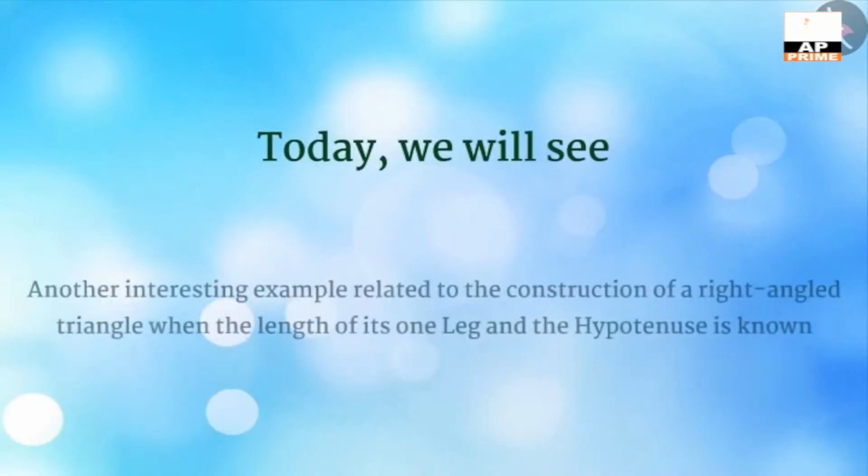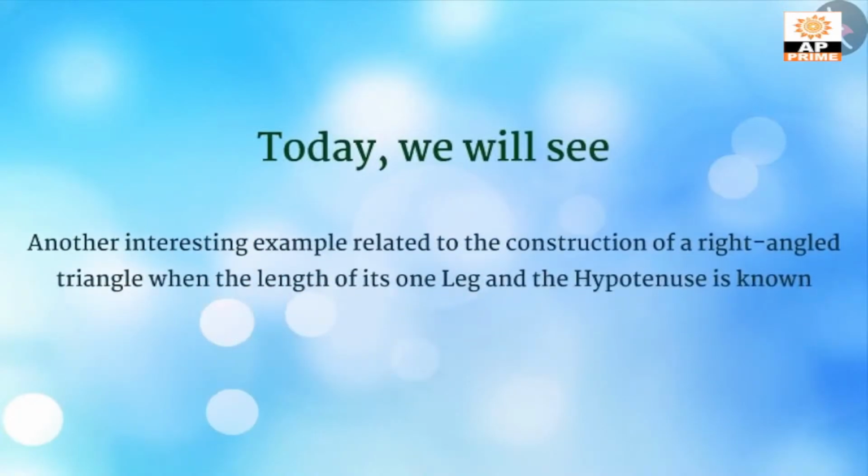Today we will see another interesting example related to the construction of a right-angled triangle when the length of one leg and the hypotenuse is known. Let's look at an example for this.